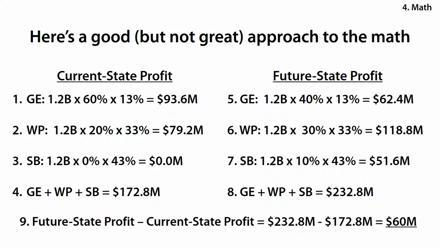Now I'm going to talk through an example of a good, typical way to do the math. Okay, well, to get the incremental profit, I think I need to calculate the current state profit based on the mix today, and then the future state profit based on the new mix, and then I'll take the difference between the two to get the incremental profit. So let's see. GE is getting us 1.2 billion times 6 over 10.